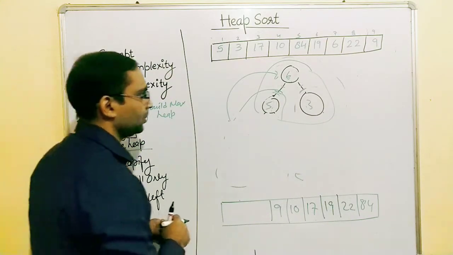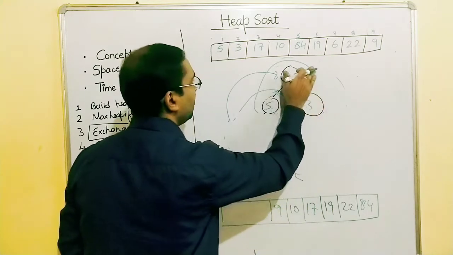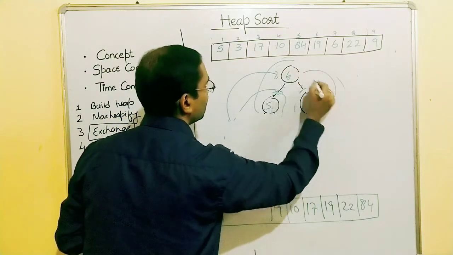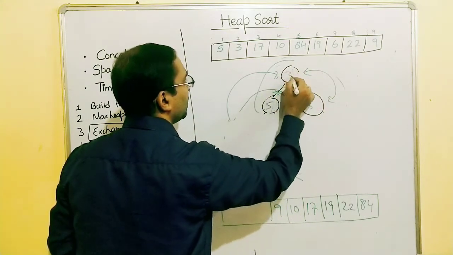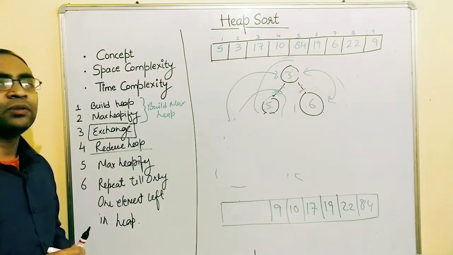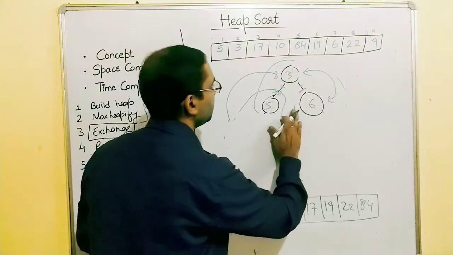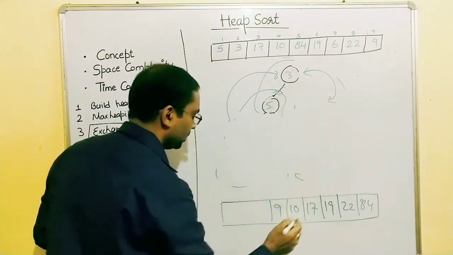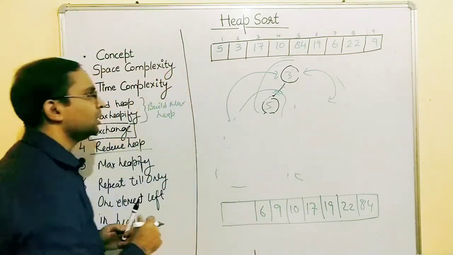Again, we need to swap. So how we'll swap? We'll swap the root with the last element. So this will come here and this will come here. So after the exchange, we need to perform extract. So we'll extract this 6 from the heap. 6 will come this side.